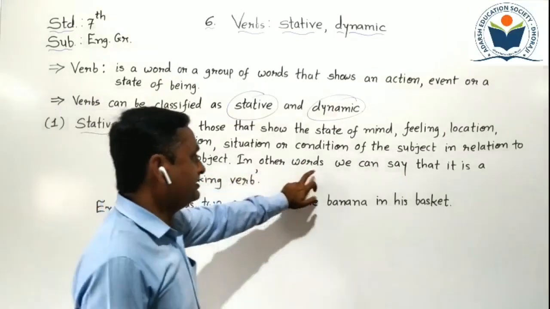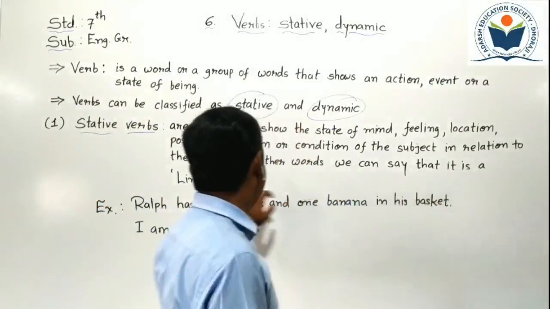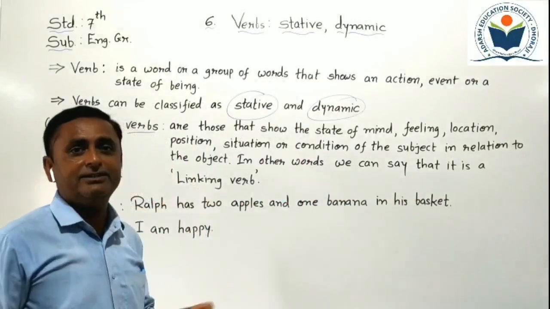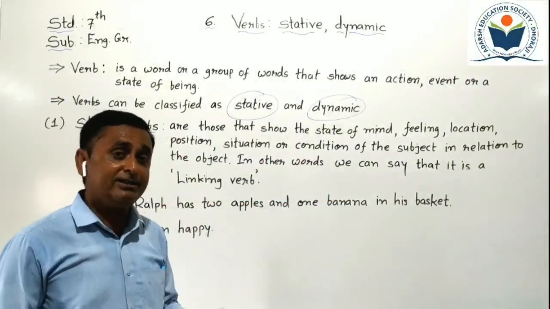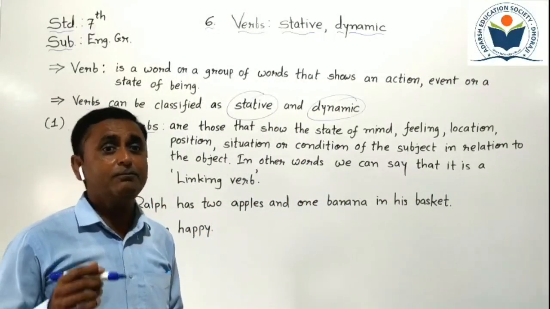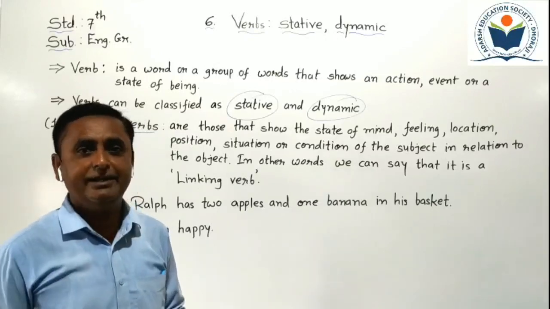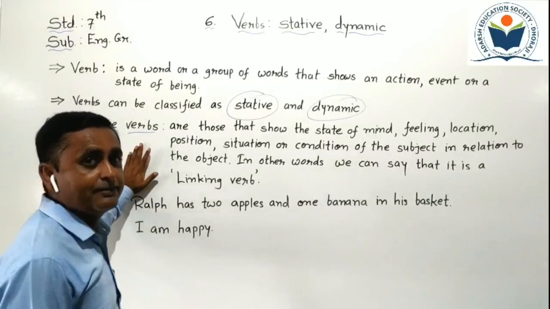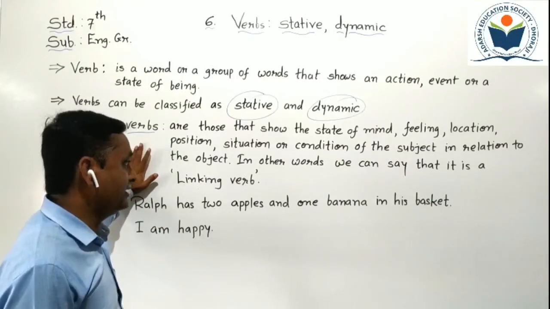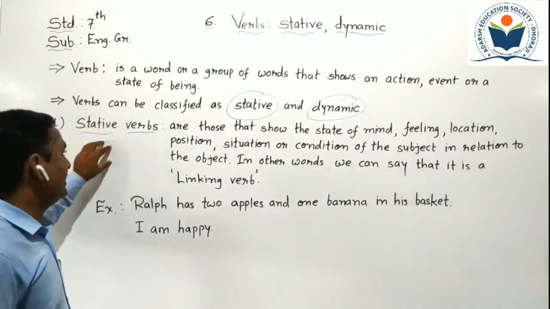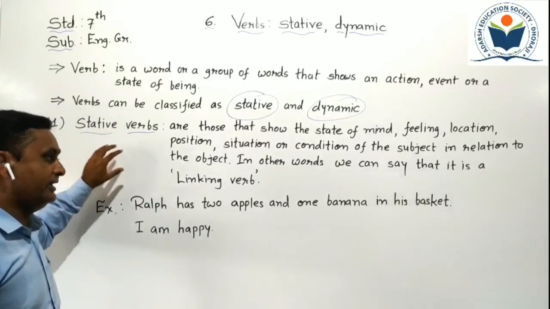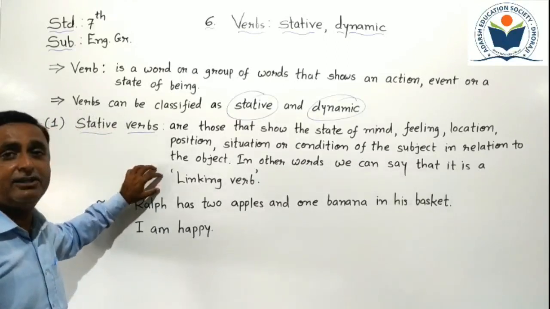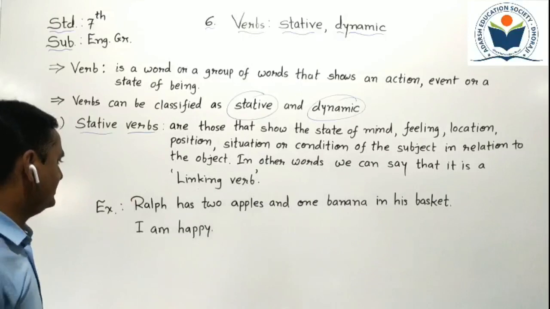In other words, we can say that it is a linking verb. It shows the relationship between subject and object. We use that type of verb to show relation between subject and object. That type of verb is known as a stative verb, or in other words, we can say that it's a linking verb. Here one example is given.